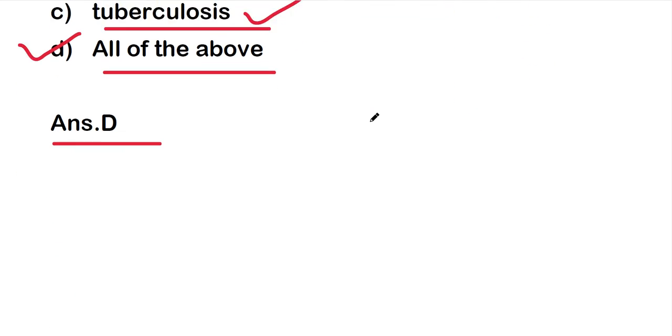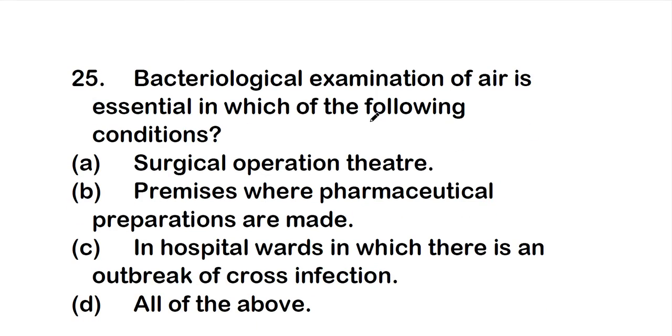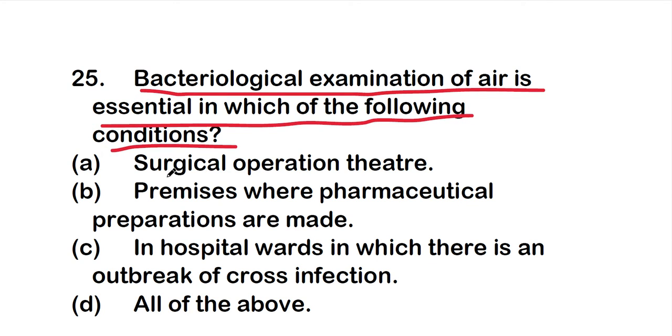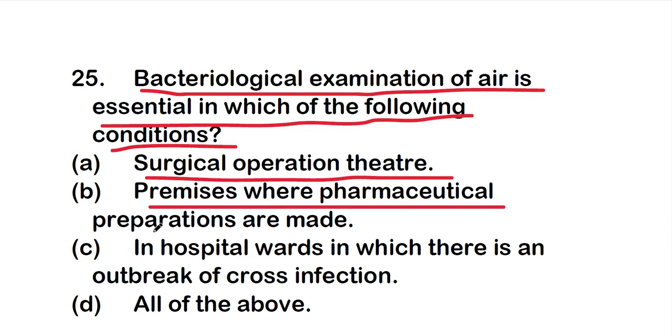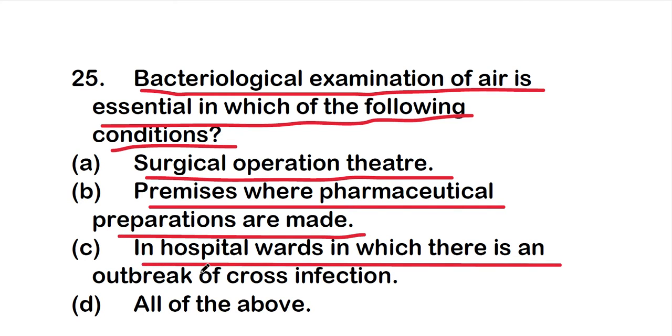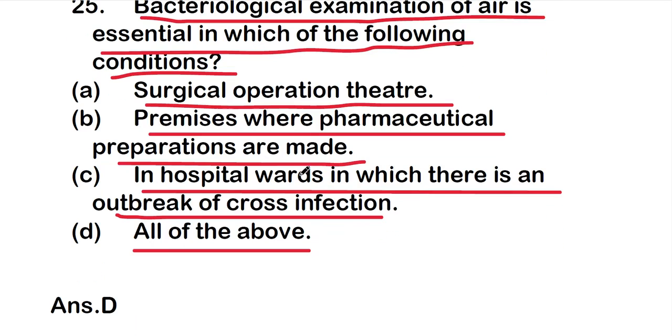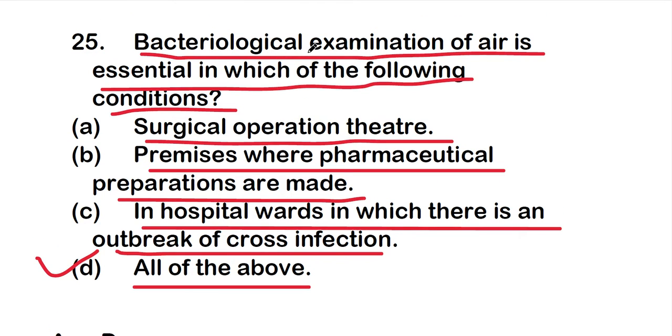Okay, so we will see the next question. So next question is, bacteriological examination of air is essential in which of the following conditions? And the options are surgical operation theater, premises where pharmaceutical preparations are made, option C, in hospital wards in which there is an outbreak of cross infection, and option D, all of the above. And the right answer is option D, that is all of the above. So all of these options are correct. So bacteriological examination of air is essential in all of these conditions.